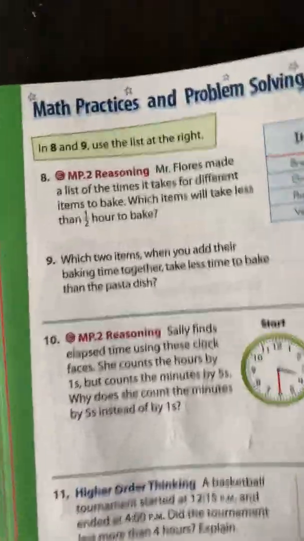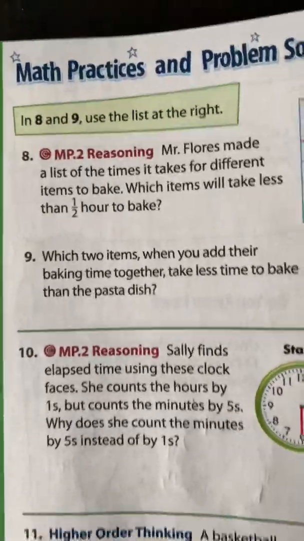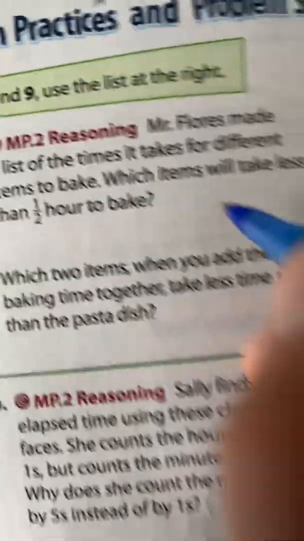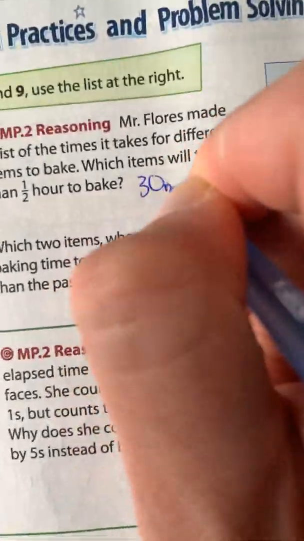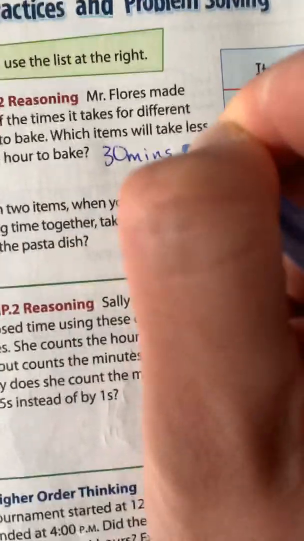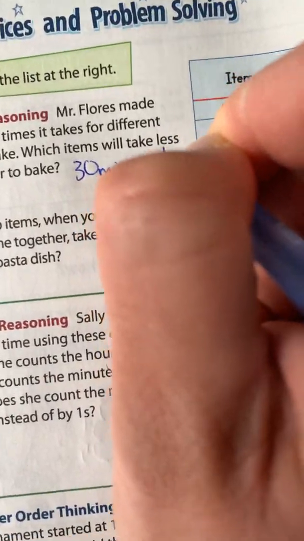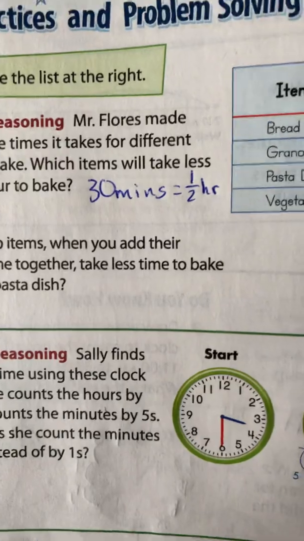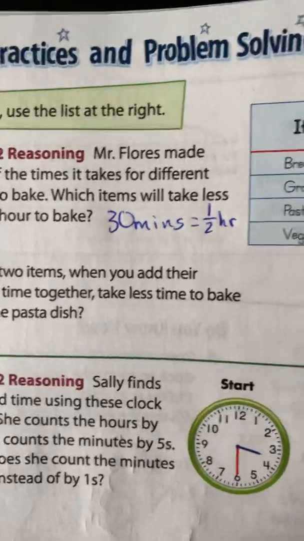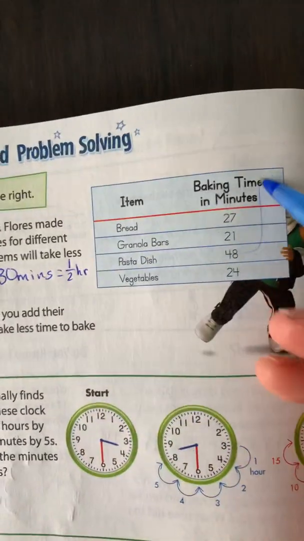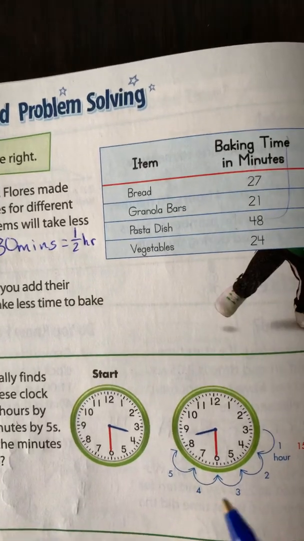Well, we know that 60 minutes is in 1 hour. So 30 minutes, because 30 is half of 60, 30 minutes equals 1/2 hour. So we have to figure out which one of these is under 30 minutes.